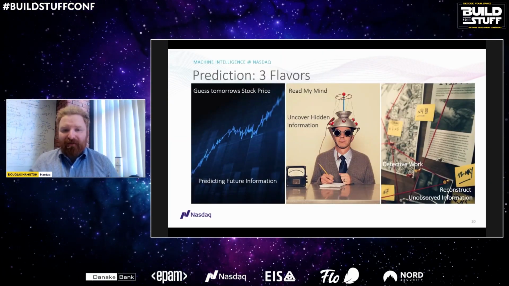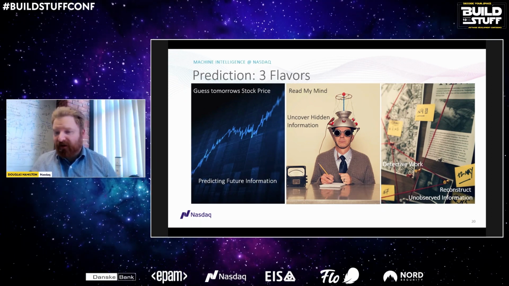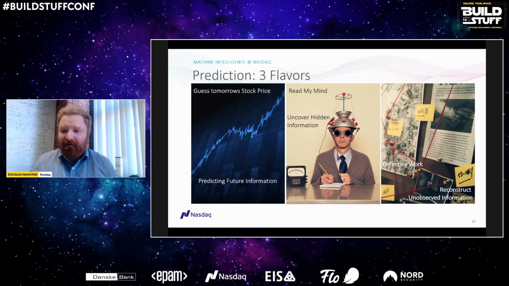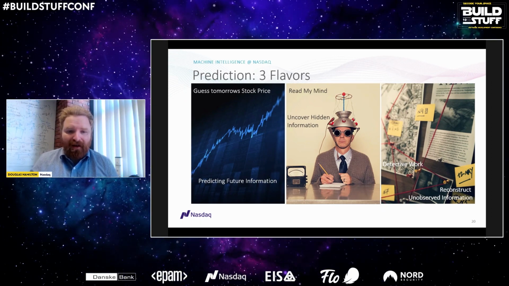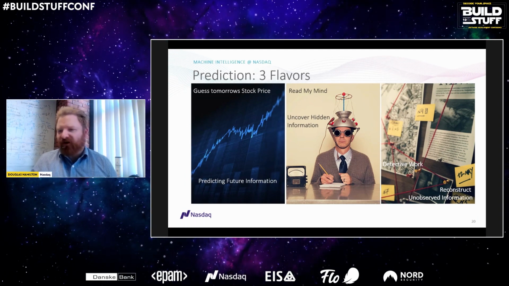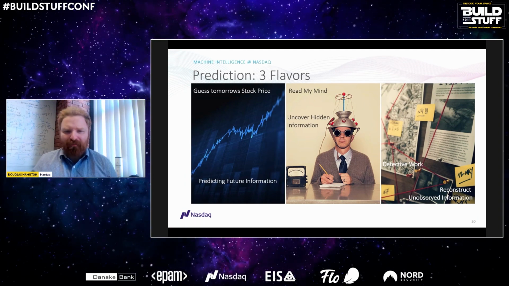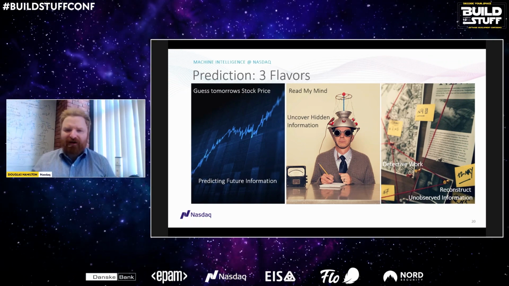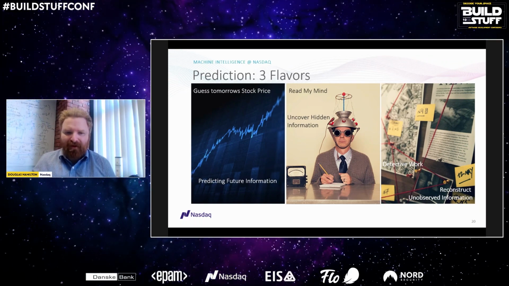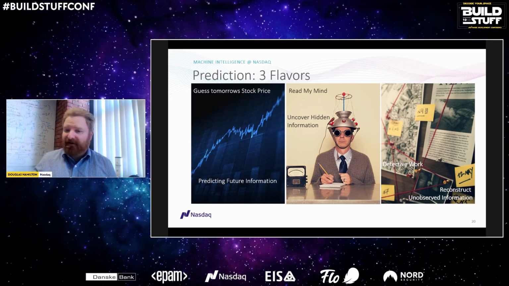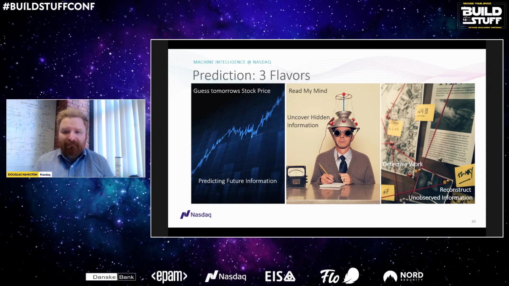Let's talk about 3 flavors of prediction. The first flavor of prediction I'm going to describe is a flavor of prediction that we're most familiar with. If I were to ask you, what's the stock market going to do tomorrow? That's something that we would all agree undoubtedly is prediction. We are, after all, in this case, predicting future information.